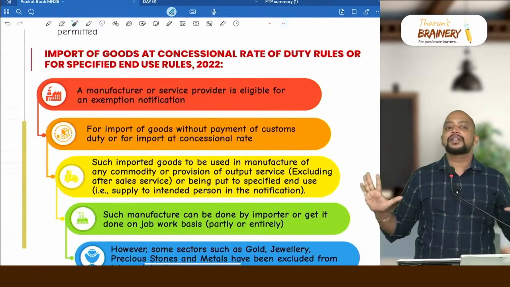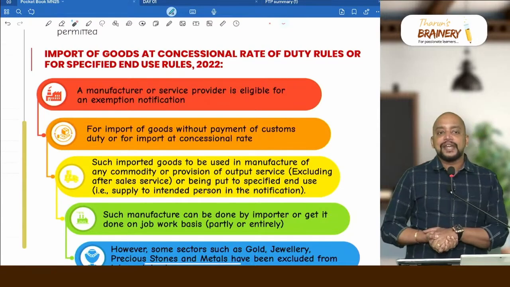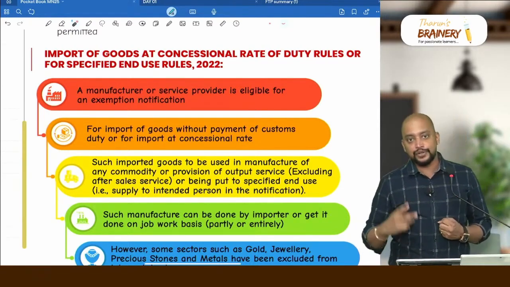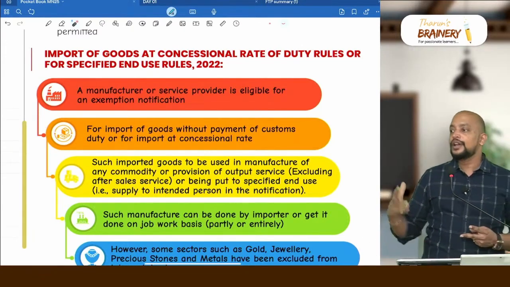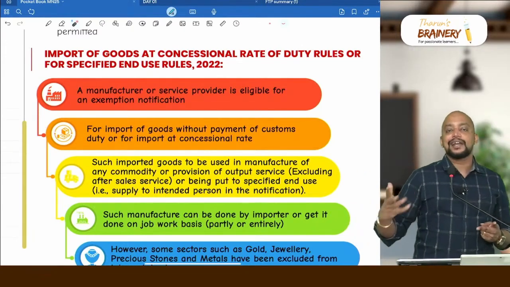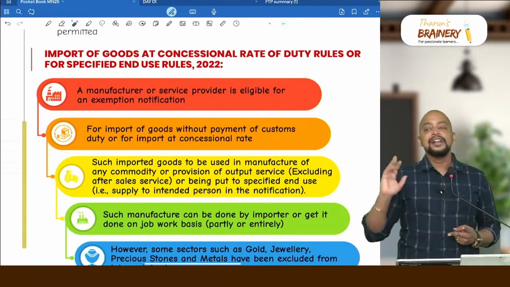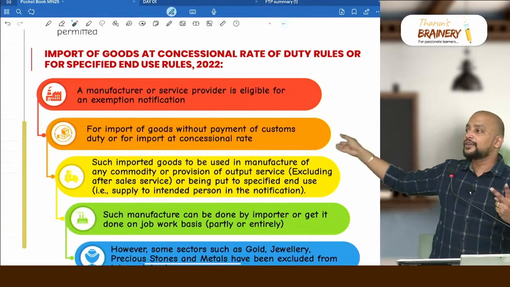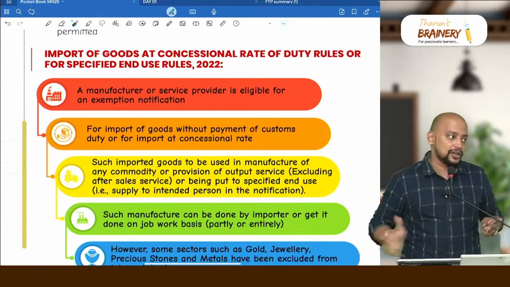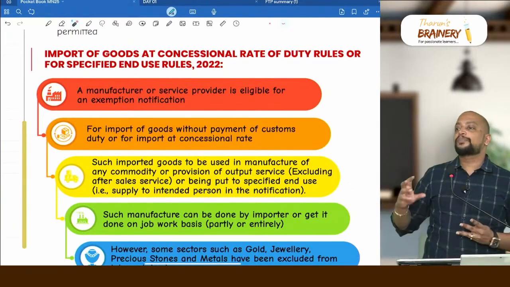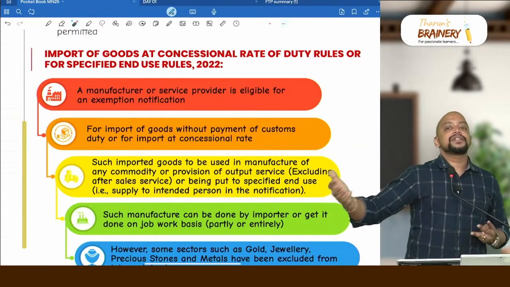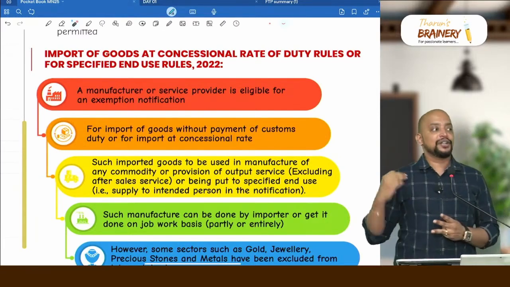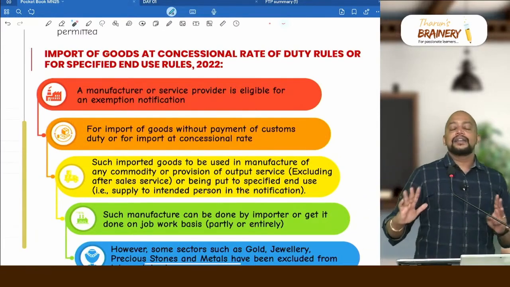Situation number 1, just remember this example. There is a manufacturer who is making COVID vaccine. For the purpose of making COVID vaccine, he can import the raw material without payment of customs duty. Situation number 2, there is an importer who is into edtech business. Edtech means an education technology based company. So they can import the equipment which is required for carrying out the edtech business, like touchscreen boards, etc. Number 3, there is a person who is supplying goods to a defense canteen. For that purpose, he can import the goods. So these are the 3 situations. In all these 3 situations, he can import the goods without payment of duty or at concessional rate, and they have to follow this rule.